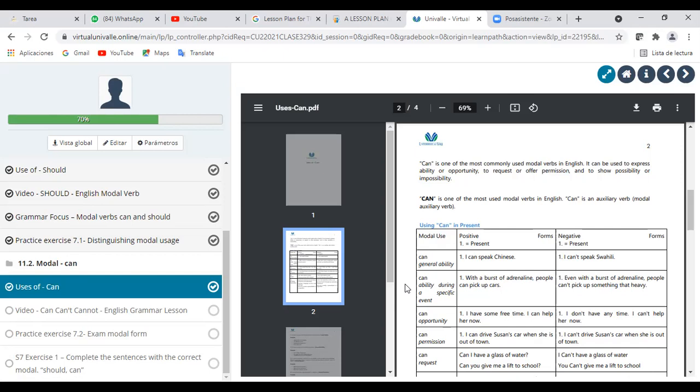Can for request: Can I have a glass of water? Can you give me a lift to school? Answers: I can have a glass of water. You can give me a lift to school.